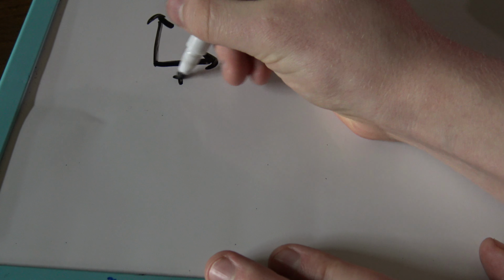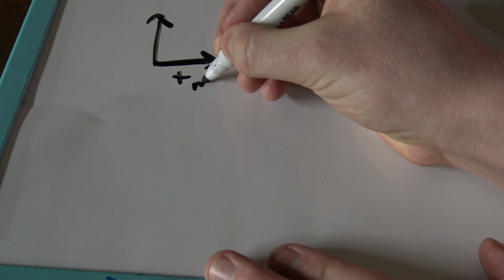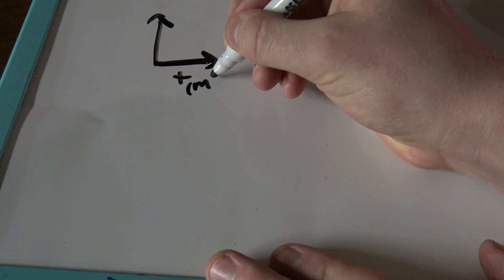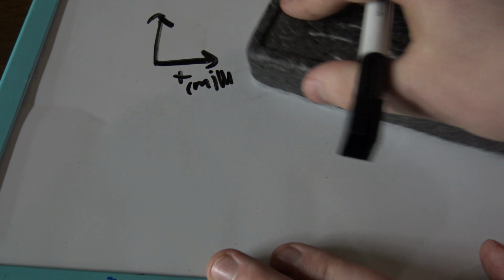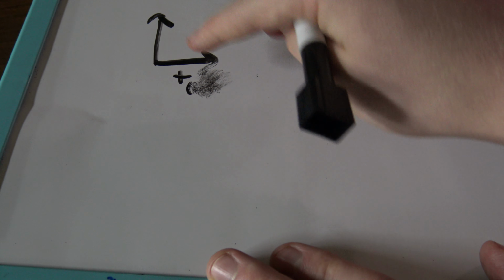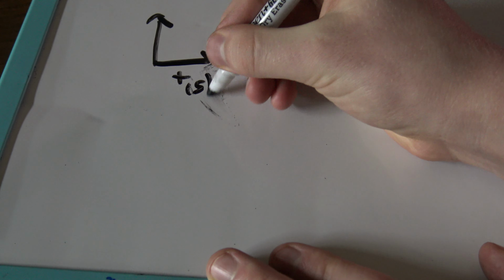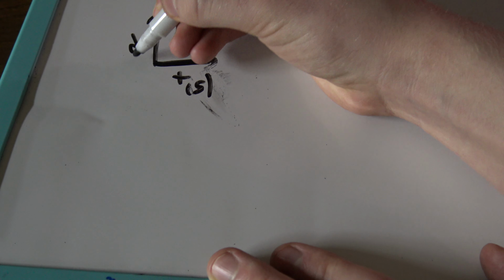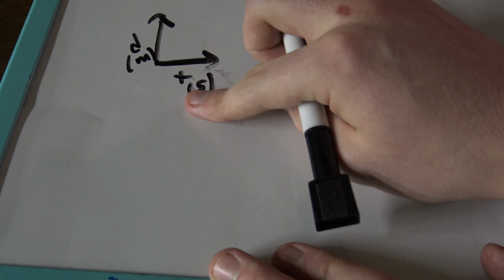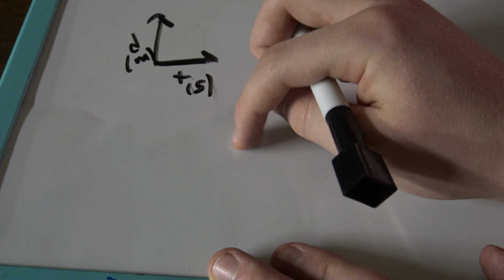Obviously, you probably know that time is a dimension itself because you can do this with it. You can create a graph. This is time, and then I'm going to put seconds. This is distance, meters, let's say. So, how do you do this?